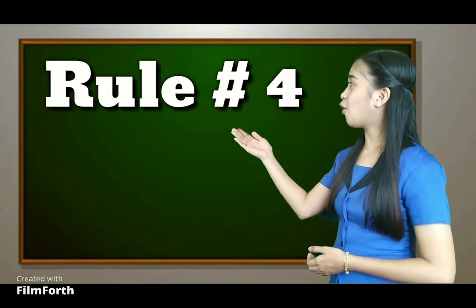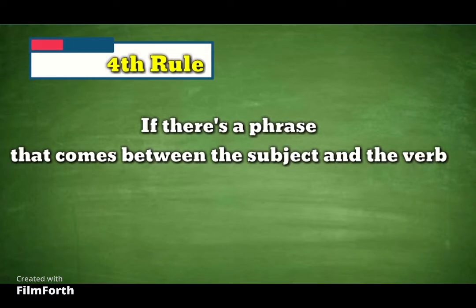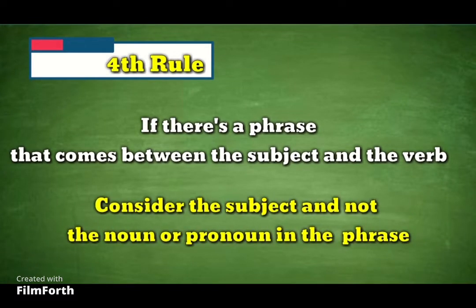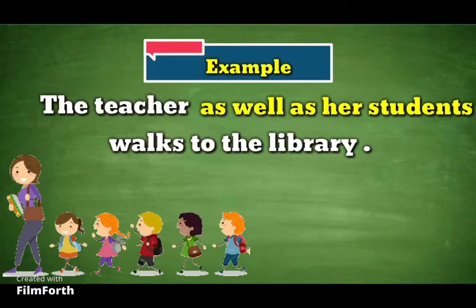Rule number 4. If there is a phrase that comes between the subject and the verb, consider the subject and not the noun or pronoun in the phrase. Example, the teacher as well as her students walks to the library.